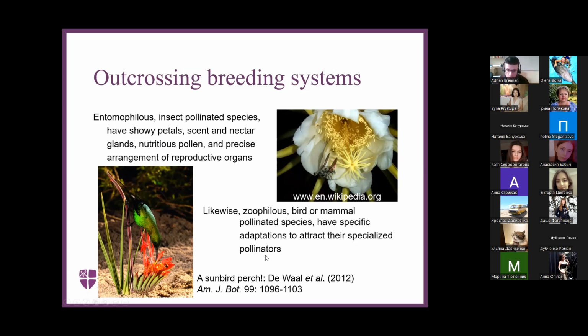And further, there are more species that have become zoophilous. So they've developed mutualistic relationships with other organisms, such as birds or mammals. Here you see a bat pollinating a night-opening cactus. We've got a bird pollinating this plant here, and they'll have their own specific adaptations depending on who's pollinating them.